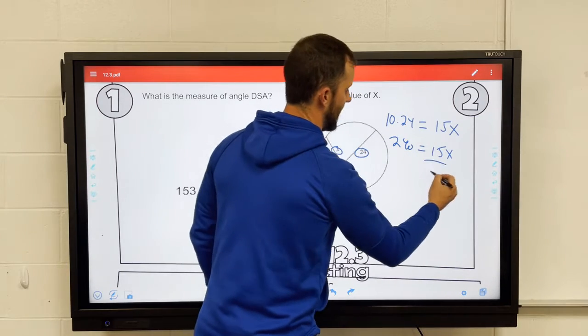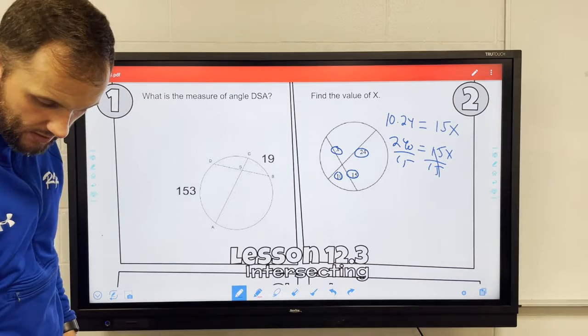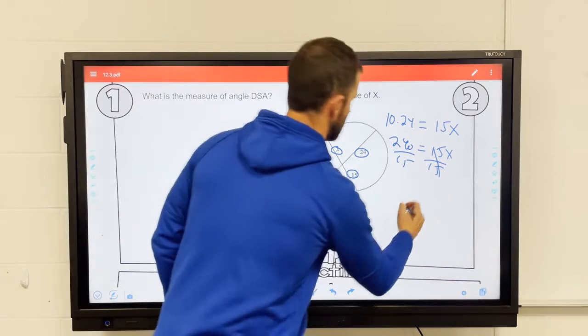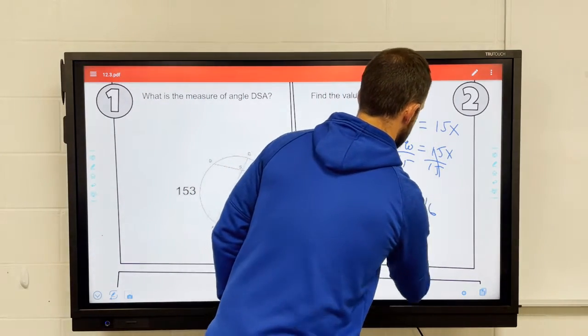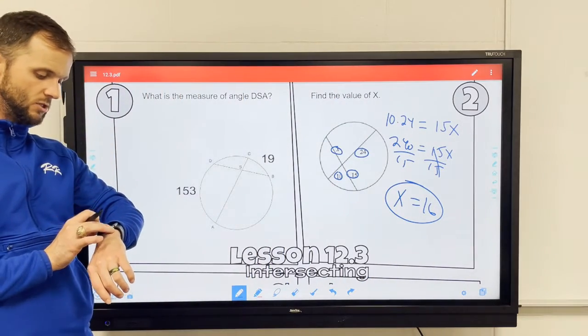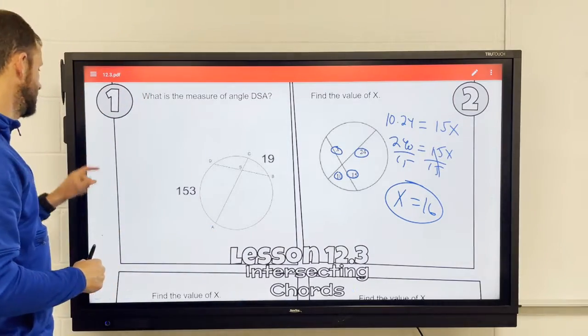And now in order to get x by itself, I'm going to divide by 15 on both sides. So 240 divided by 15 is going to end up giving me 16. So x is going to end up being 16 here. So again, the products of those two crossing segments are going to be equal to each other, and that's how I end up solving for that. Let's jump over to example number 3.